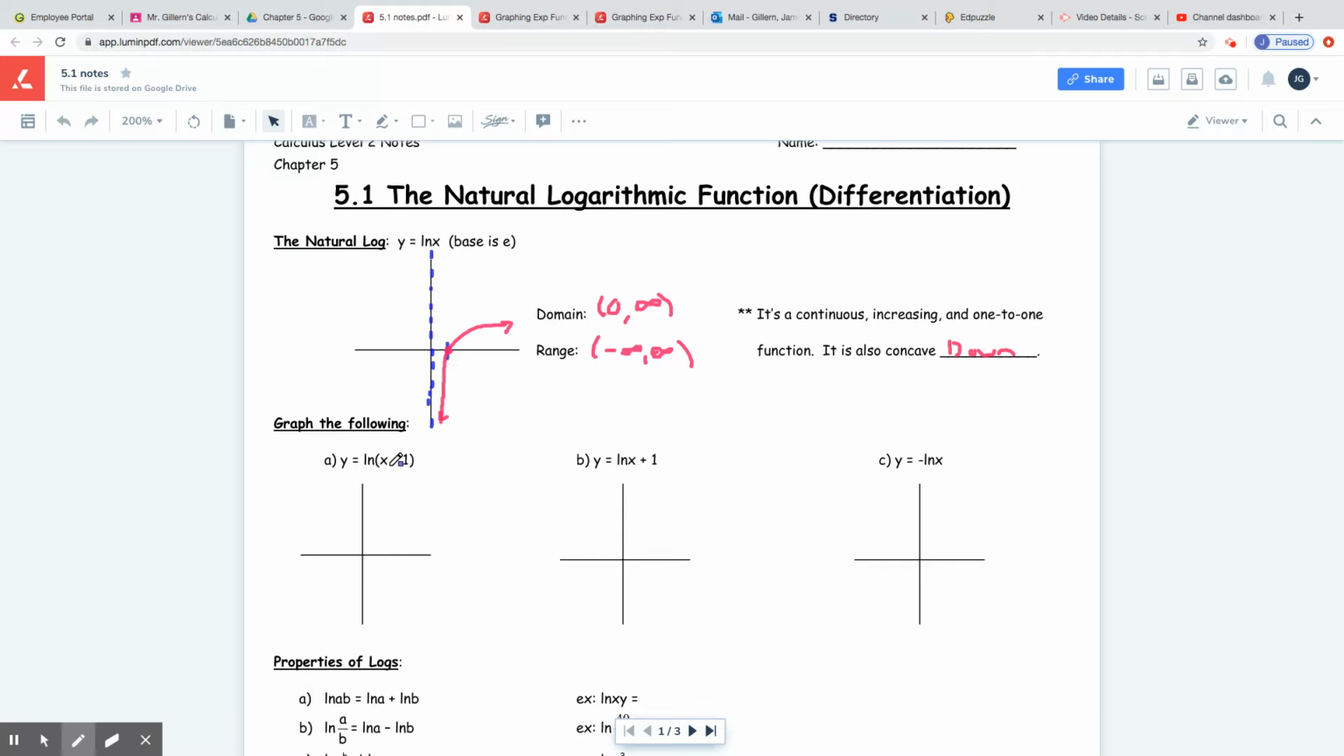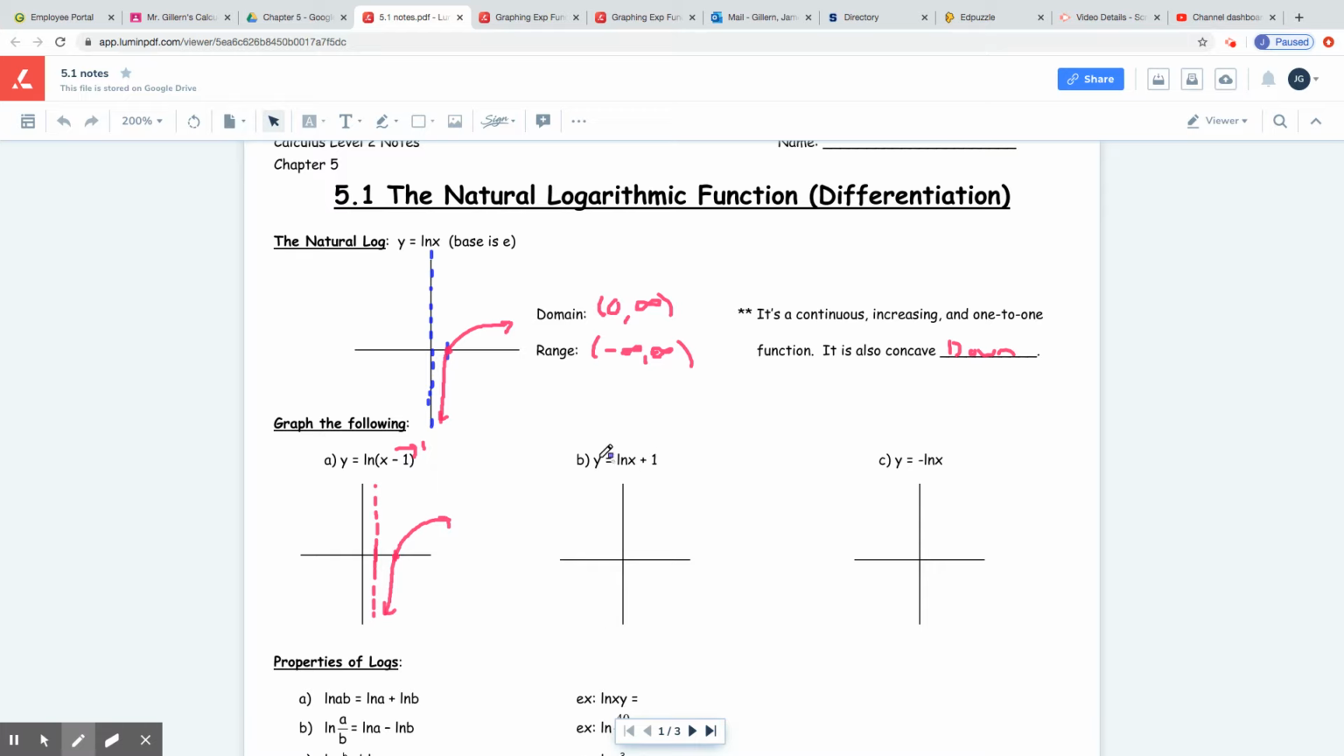Anytime you have a number being plus or minus inside of here, inside the x, this is going to move it left or right. You just set this equal to 0. So we're just going to move this to the right 1. Instead of being at (1, 0), we're going to be at (2, 0). Instead of the vertical asymptote being at 0, it's going to be at 1. And it looks like that. And there's that graph.